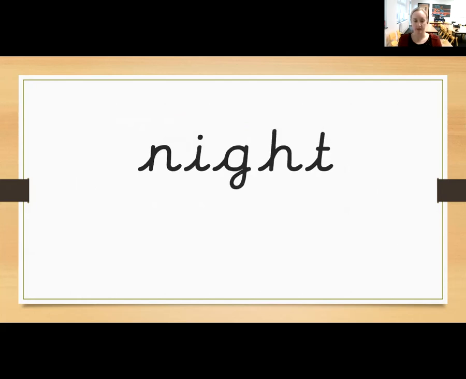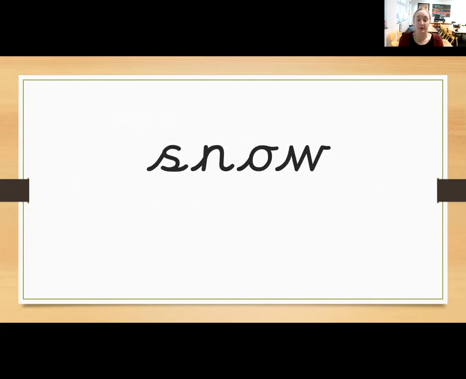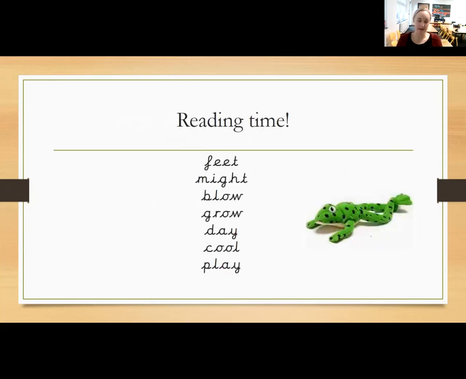Here we've got night with the trigraph I in the middle. Here we've got book, tool, and snow. So if you got those right, let me know how many out of 6 you did. I bet it's 6 out of 6. Okay, so let's have a go now at reading some words with these sounds in.